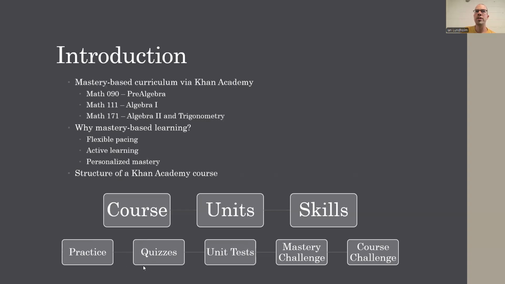Once you work through those things, you'll be doing unit tests. Those are at the end of each unit. Pretty self-explanatory. There's what's called a mastery challenge, which is kind of a nice way to review and get extra credit on skills that aren't fully mastered yet. And the course challenge at the end is what's going to take the place of your final. It's 30 questions over the entire course. And so you can save the course challenge until the very end when you're done with everything else. But I'll give you more details on that soon.